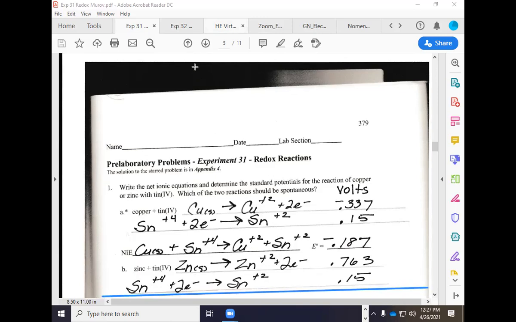Okay, then what you're going to do next is add them up. So you're going to add up the half reactions and add up the volts. Already did this one. So you want to get your calculators out and add up your volts. And then the electrons are on both sides so we can cancel them out.